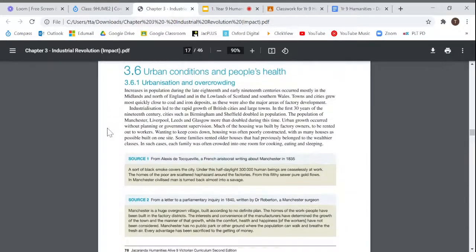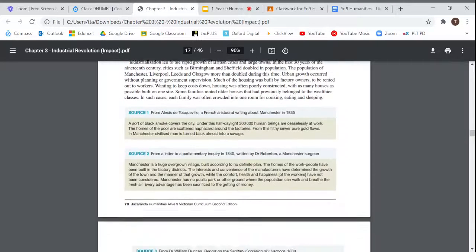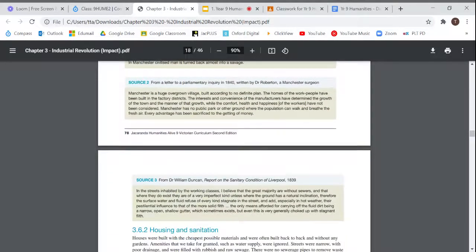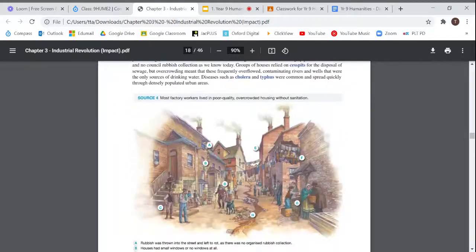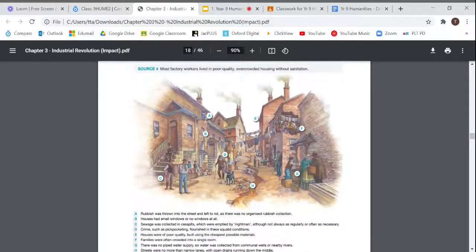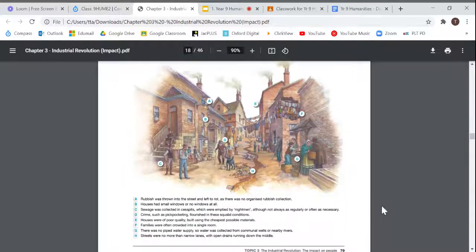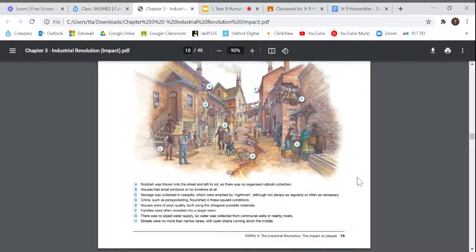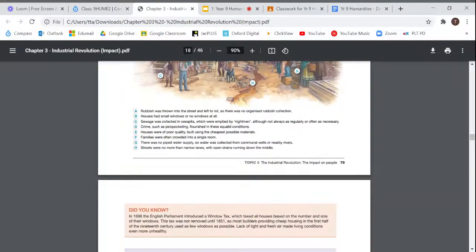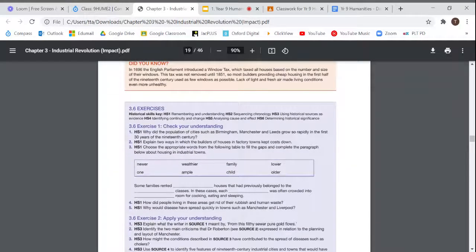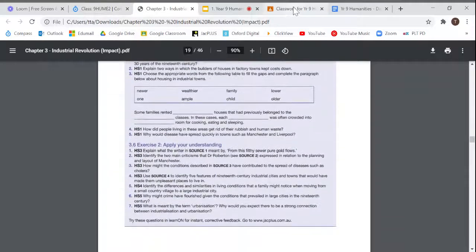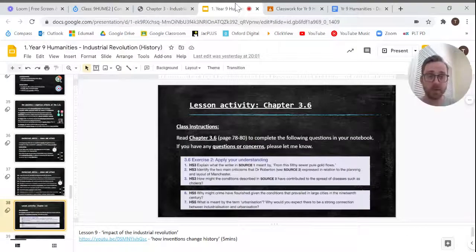So chapter 3.6, this looks at, I guess, the impact of the Industrial Revolution on people's health. So we've got stuff on urbanization, we've got some quotes, some primary source entries, we've got a nice little diagram here, a little artist's rendition of the Industrial Revolution, so what it would be like. So you've got some impact there. And the questions I've actually taken from down here, but I put them in the slide so it's nice and easy for you to read.